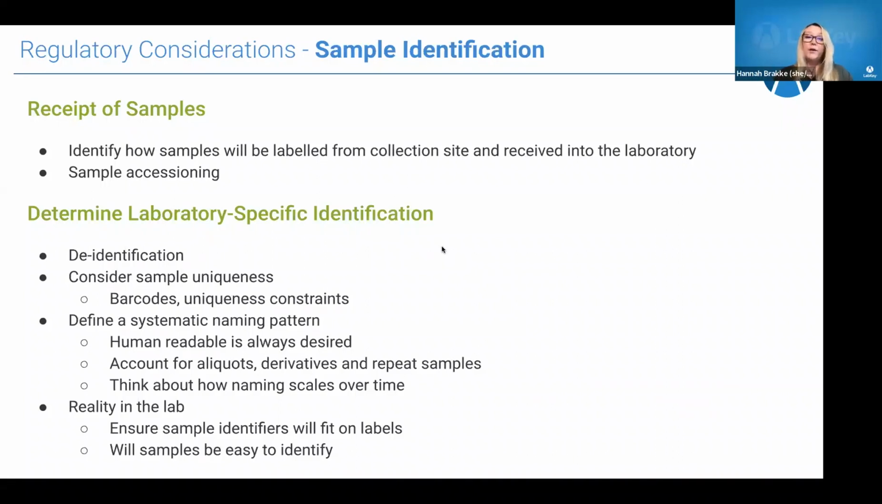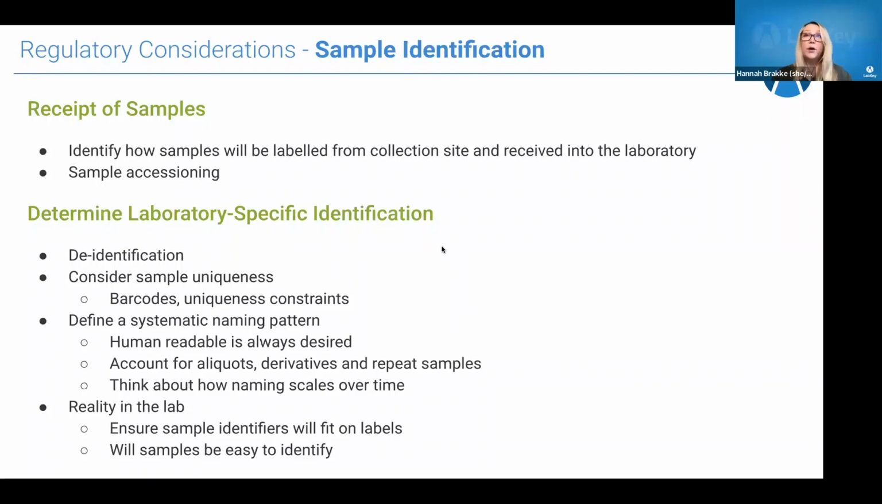If you're going to go that route, it's very helpful to define a systematic naming pattern. So human readable is always desired. This can be very useful when you're in a lab and there's samples on the bench and somebody comes up and reads that sample. They're going to know exactly what it is and what maybe precautions they need to take as well. When you're defining this naming pattern, also account for any sample aliquots, any derivatives of that sample that you might be taking, and then also repeat samples.